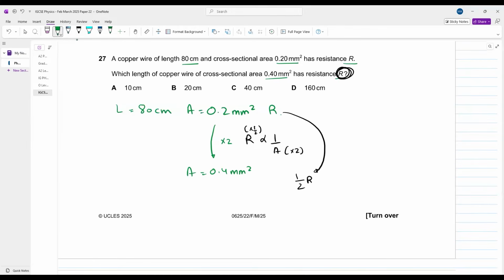What you can do is you can double your length. Length comes out to be what? 160 centimeter. R will also double. Why? Because R is directly proportional to length. If you double your length, your R gets multiplied by 2. You have a resistance of R again. D is your answer. 160 centimeters should be the length of your copper wire.